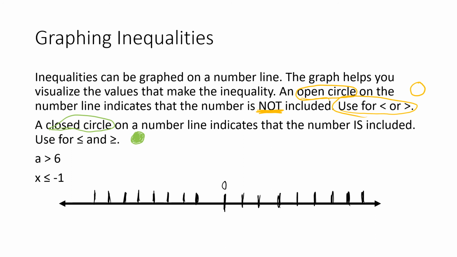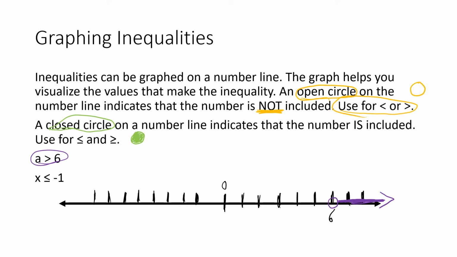So I'm going to do our first one in purple. So a is greater than 6. So the first thing we need to do is find 6 on our number line. And unfortunately, I put 6 way out here. 1, 2, 3, 4, 5, 6. So this is 6. So how do we indicate this? Well, we have a greater than sign, not greater than or equal to, but greater than sign. So we're going to use an open circle, and then we're going to draw an arrow indicating that any number greater than 6 works, but 6 itself does not work. It has to be greater than 6.